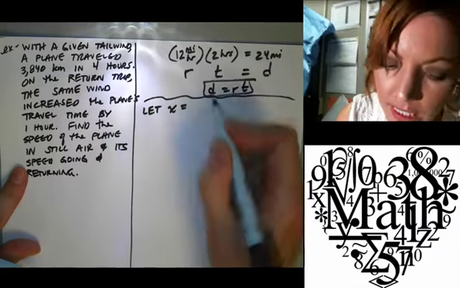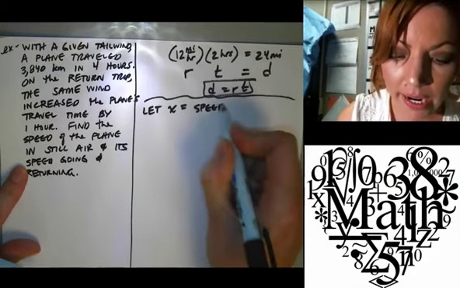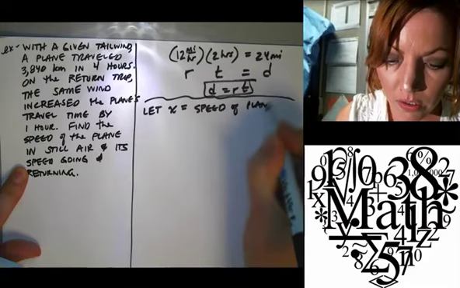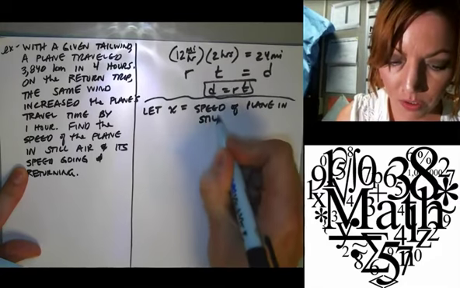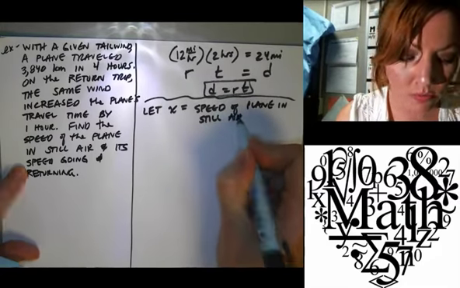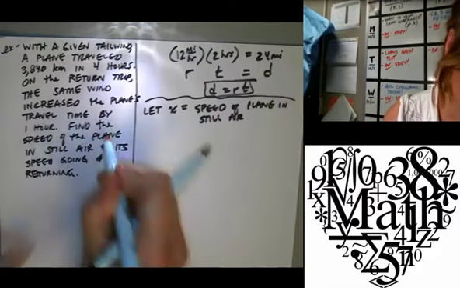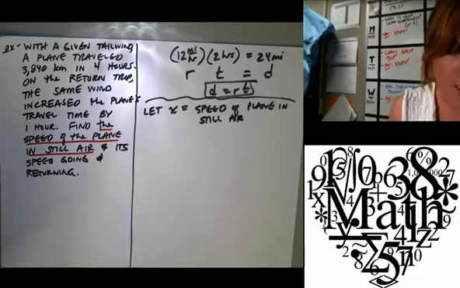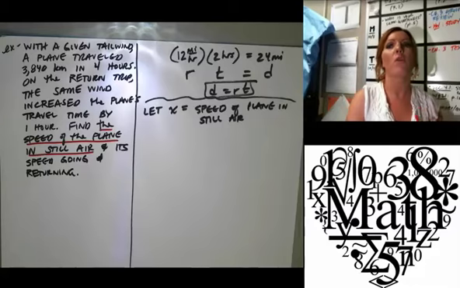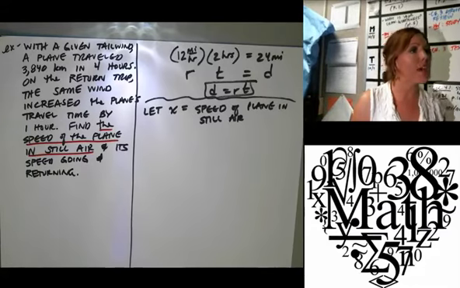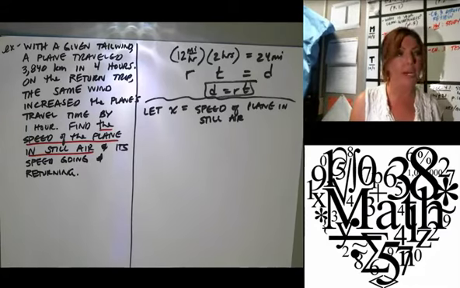Let's say that x is the speed of the plane in still air. Okay, that's one of the things that we need to find here. So the speed of the plane in still air. And let's suppose that our speed, or our trip, is going to be affected by the speed of the wind, right?